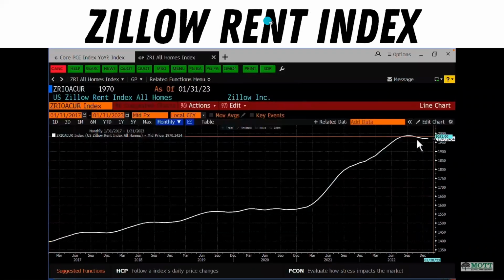And a large part of this is due to several inflation indicators. Right, we've recently had PCE come in hot. If you take a look here, this is the Zillow rent index. All right, and what you can see is that throughout the time, this thing has been on a steady incline, right, and definitely going up. But take a look at what it's done.